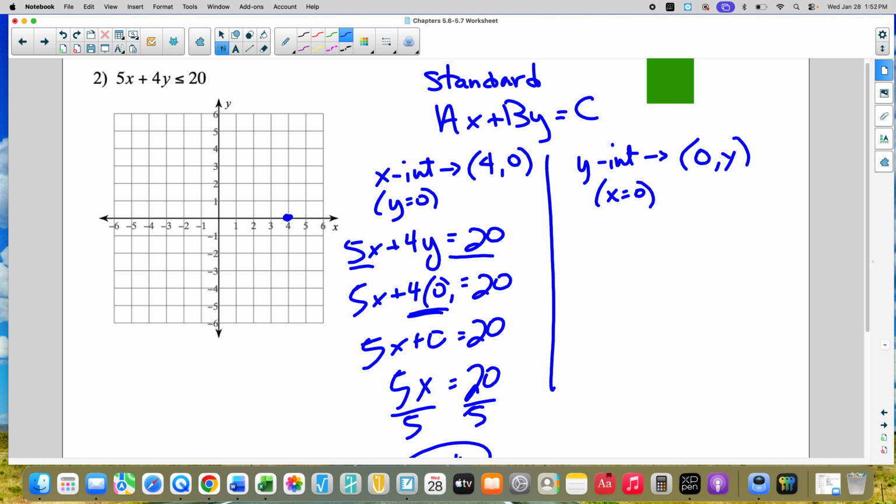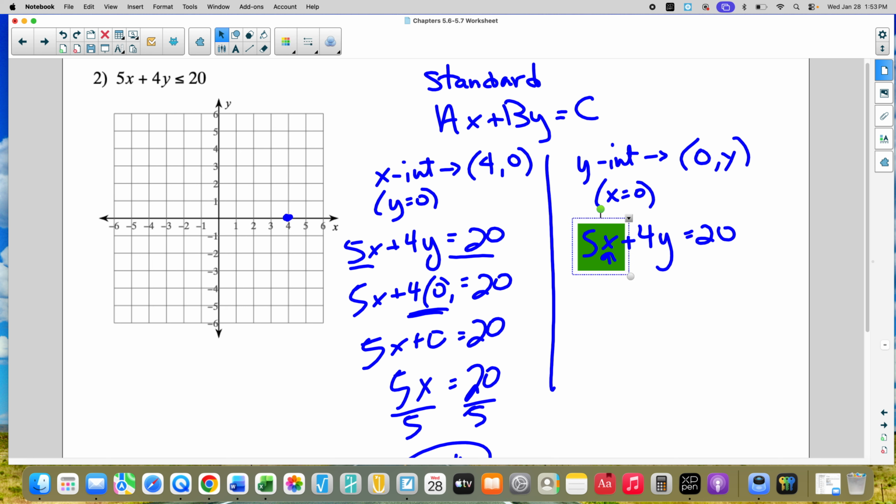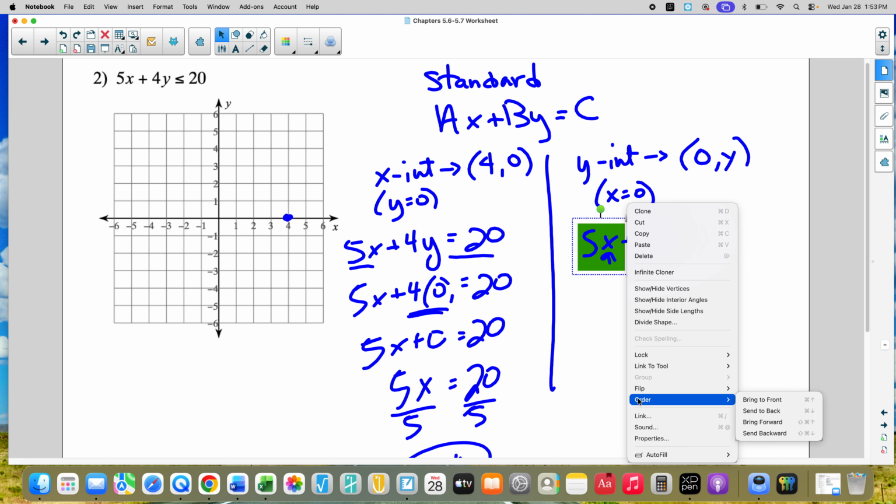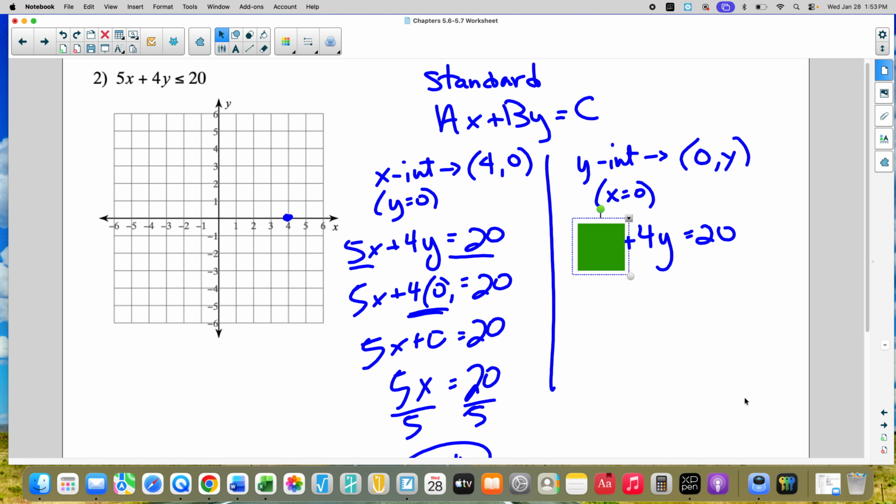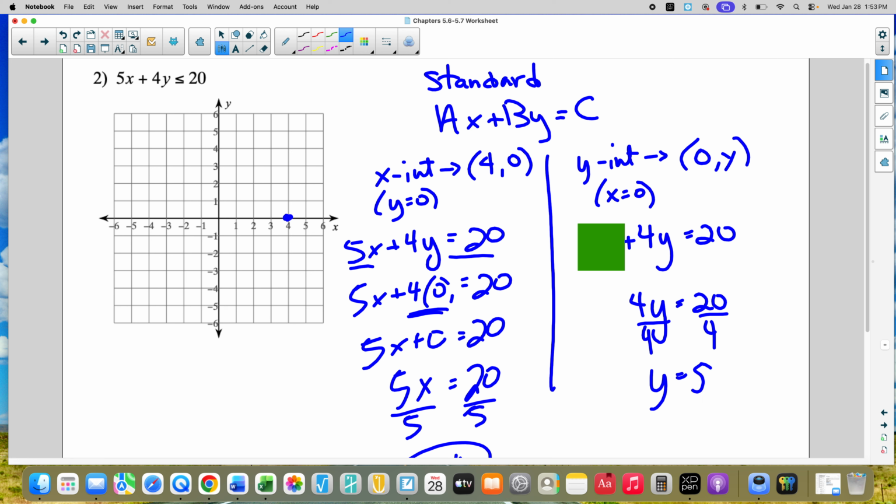And now I'm going to do the same thing. So I would write 5x plus 4y is, we'll say, equal to 20. And since I'm finding the y-intercept, I'm going to plug in a 0 for x. And what's going to happen to that? Well, it's going to go away. So remember, I can automatically go straight to 4y is equal to 20. Divide by 4, divide by 4. My y-intercept equals 5. So my y-intercept is 5.